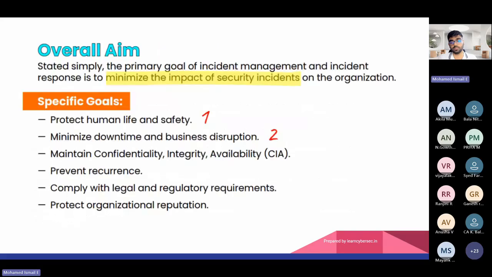Now come to the overall aim of incident response. Stated simply, the primary goal of incident management and incident response is to minimize the impact of security incidents on the organization. Coming to the same example, Mango Private Limited's SQL database got hacked. In the same example, as a security professional, how would you react? The event already happened because of XYZ reason. Let's say the SQL database is gone.